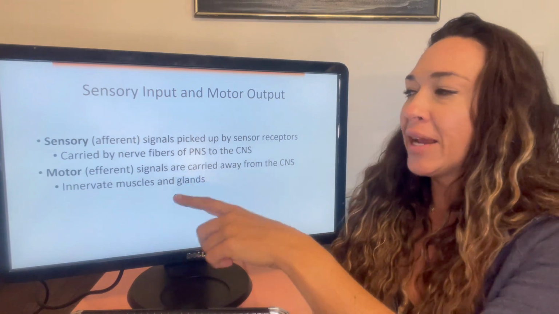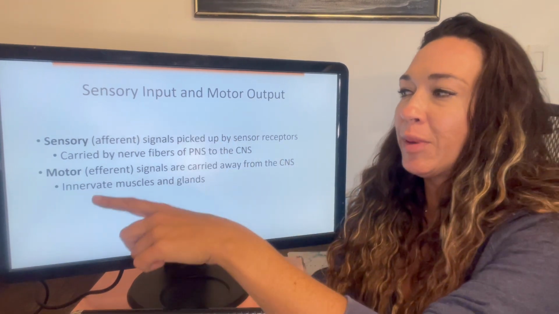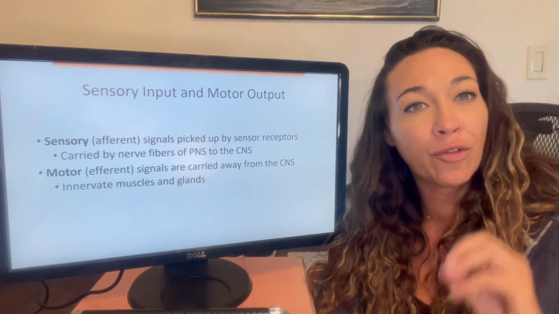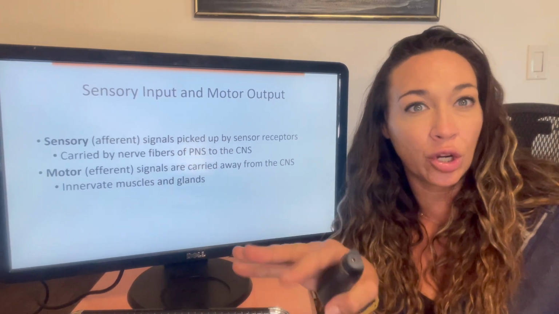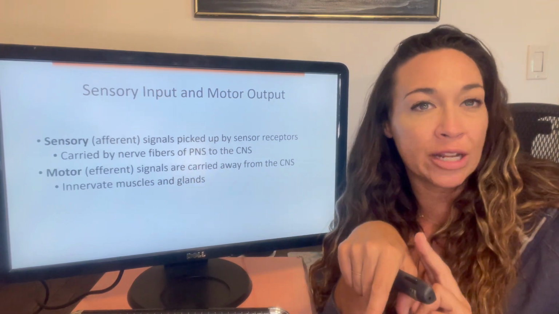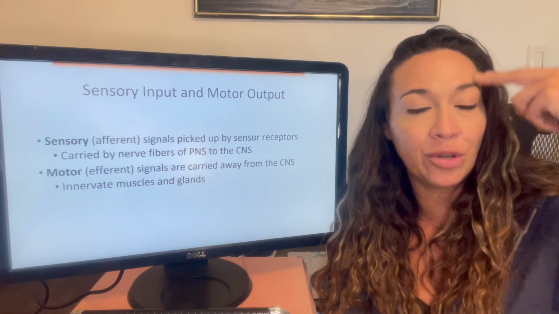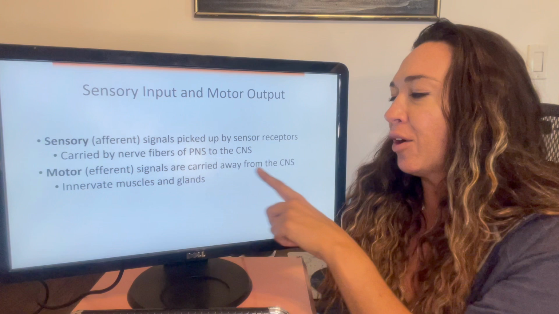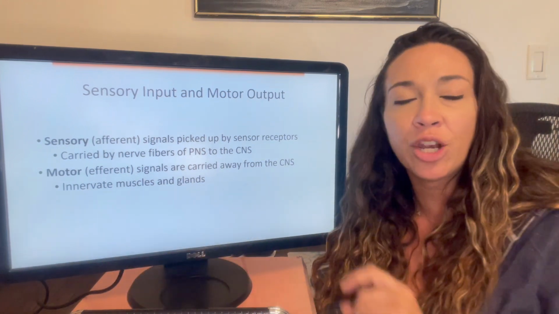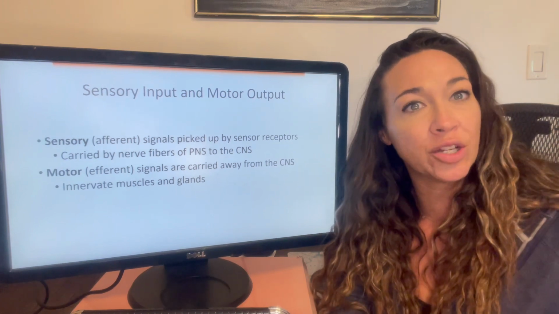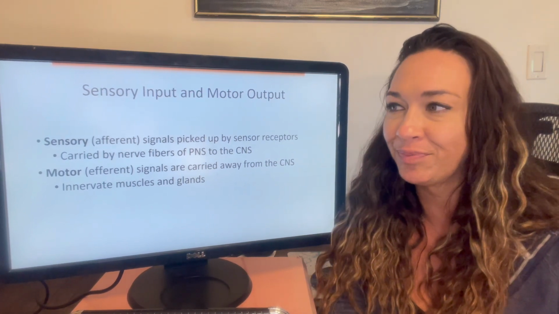So signals picked up by the sensory receptors are going to be carried by the nerve fibers to the central nervous system from the peripheral nervous system. So again, those nerves, those ganglia, they're going to be the one picking up the response, and it's going to be sending it to the central nervous system to decide, okay, now what do we do? Great. And let's exhibit our motor signal, which is going to be carried away from the central nervous system, and that's going to innervate certain muscles or glands, whatever goal we're trying to accomplish.